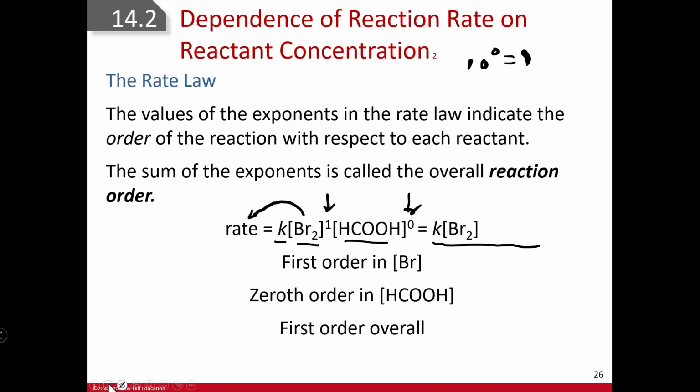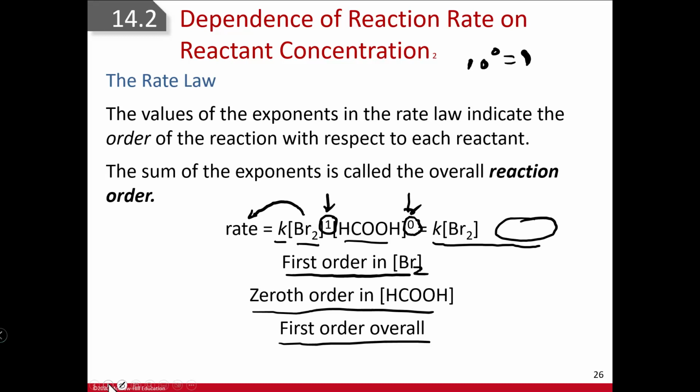So we would speak the language here. This is first order with respect to the bromine, which they have a typo there, zero order with respect to the formic acid. And when we add the 1 plus the 0 together, the overall order is first order. So that's where this gets a little tricky sometimes. If you don't see it in the expression, then it's zero order, okay? And so we are just looking at this one, so we know this is 0. And so the reaction overall is first order. So just keep that in mind. Make sure you look at that.